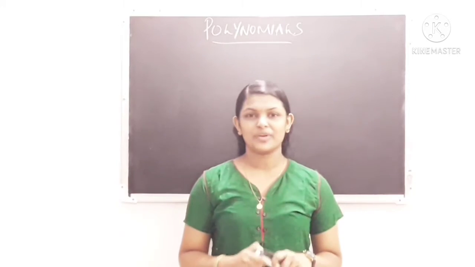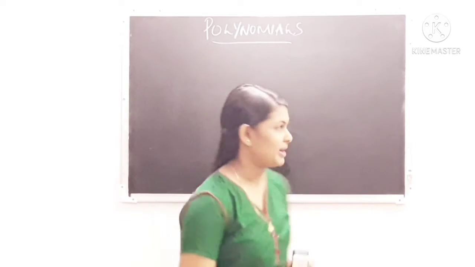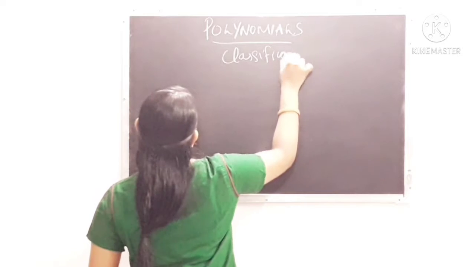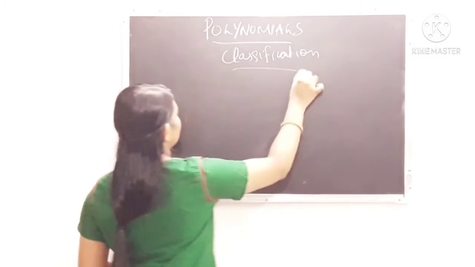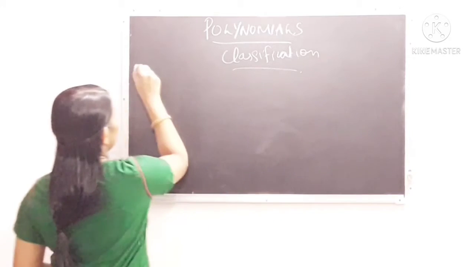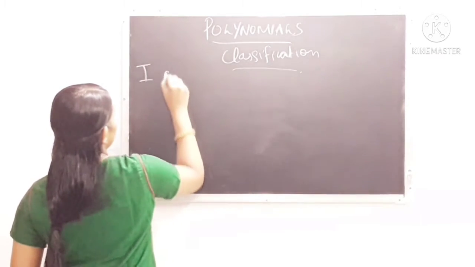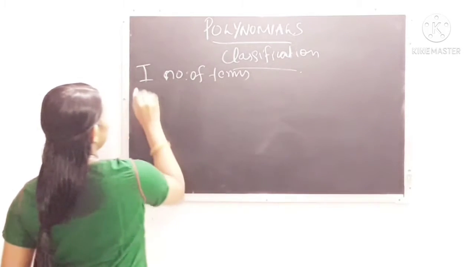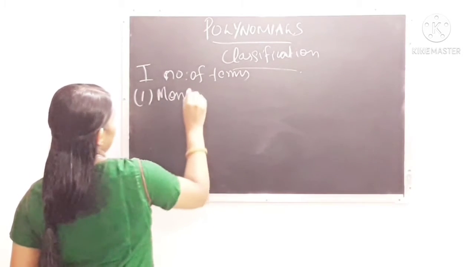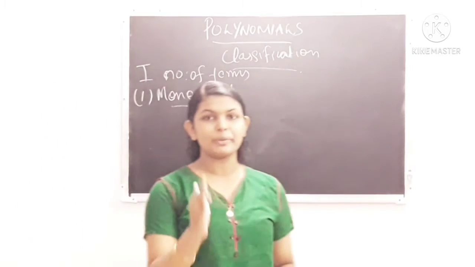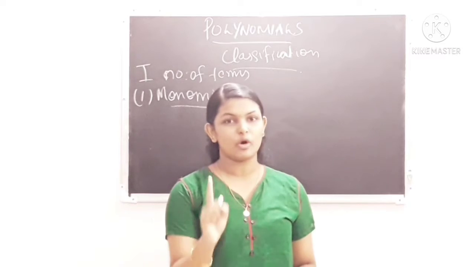Okay. Now we can discuss the classification of polynomials. Polynomials can be classified based on two criteria. The first one is based on the number of terms. The first type is monomial. A polynomial is said to be monomial if it consists of only one term.